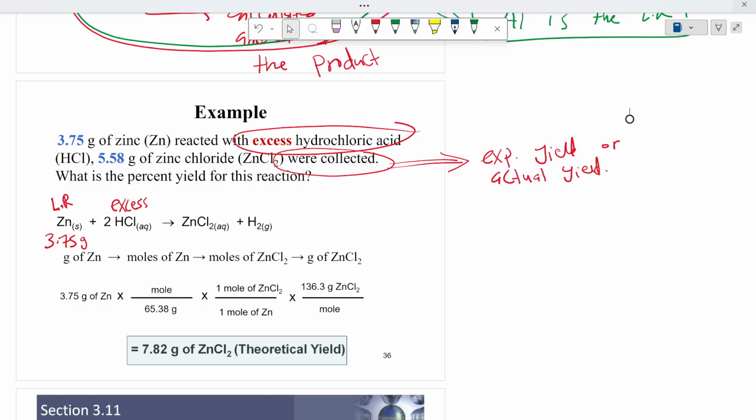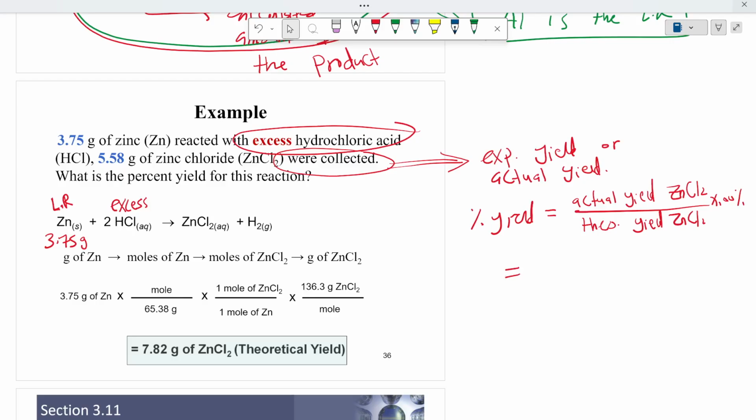Now apply the law. Percent yield equals the actual yield of zinc chloride over the calculated or the theoretical yield of zinc chloride times 100%, which equals, the actual yield is given, it's 5.58 grams over X times 100%. So to solve this equation, we need to determine the theoretical yield of zinc chloride, the calculated yield. How?